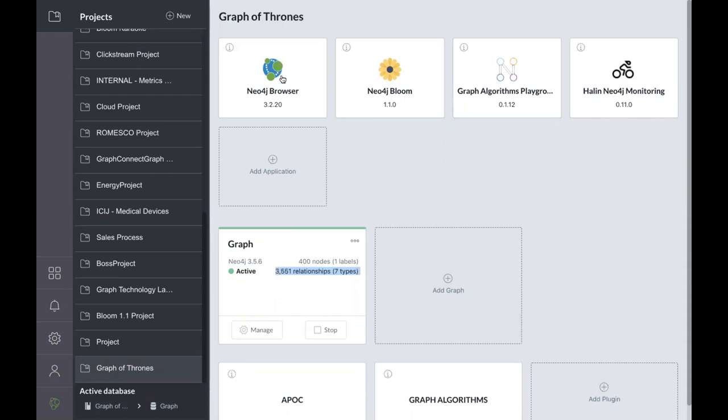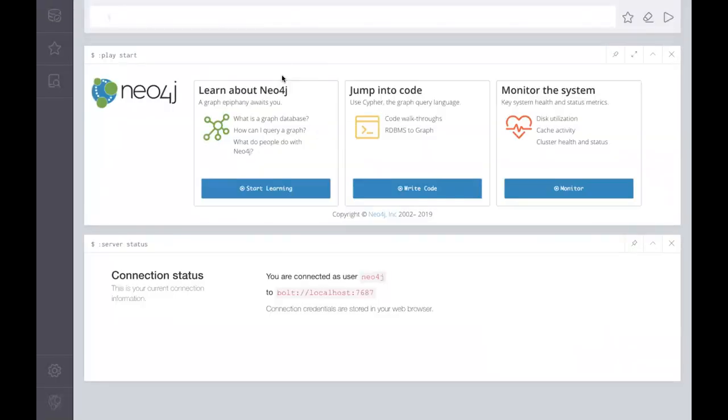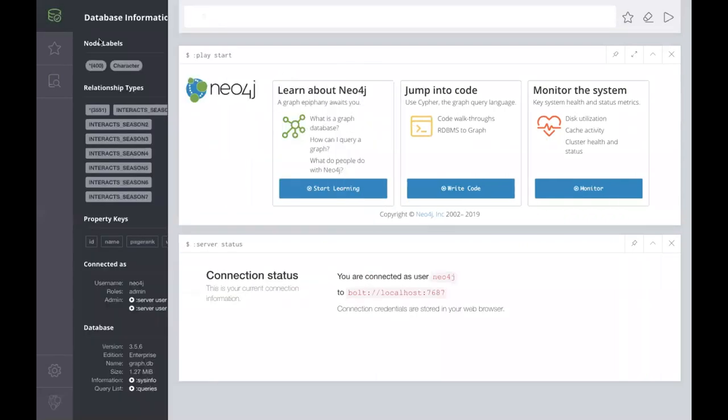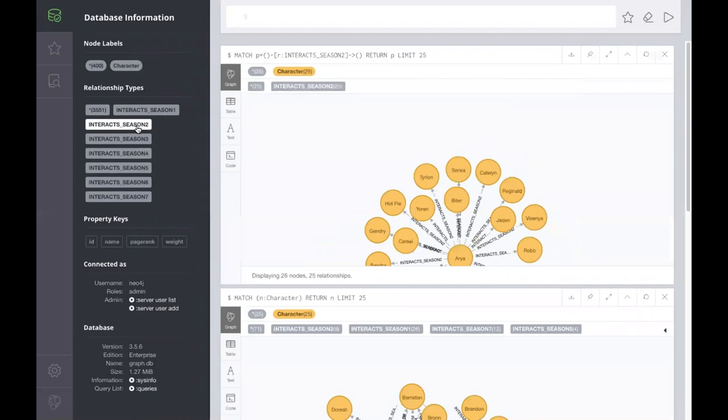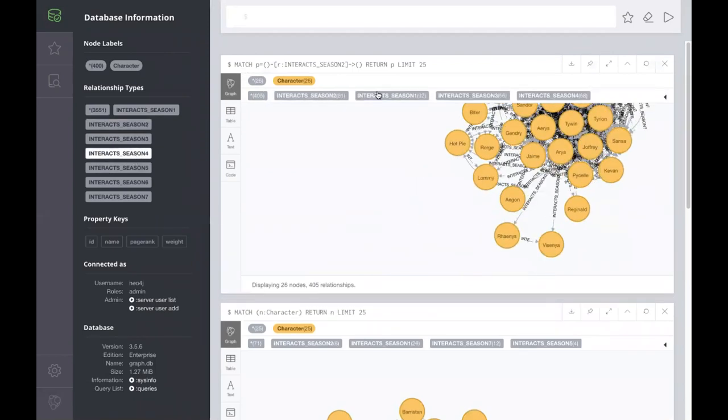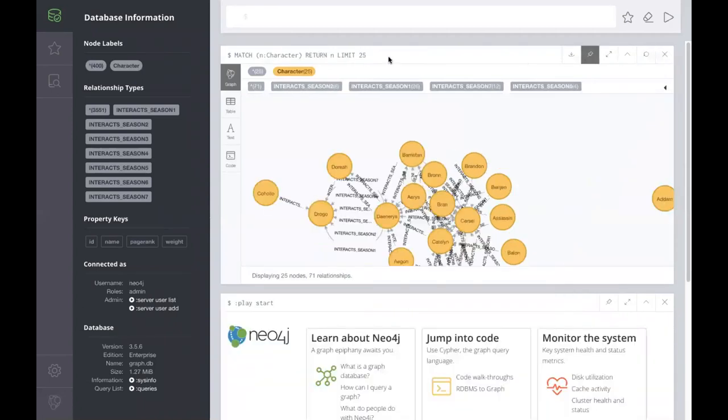Actually, you can interact with this database by going into your Neo4j Browser. The Neo4j Browser is where you can run queries. So if I just want to take a look here, I've got characters, and I've got the different INTERACTS_SEASON relationships. Every time I run one of these queries, or click over here, what's happening is it creates a Cypher statement: MATCH (n:Character) RETURN n LIMIT 25. Give me back 25 characters. So you can see that the loading has succeeded. I've got the data in my data set.